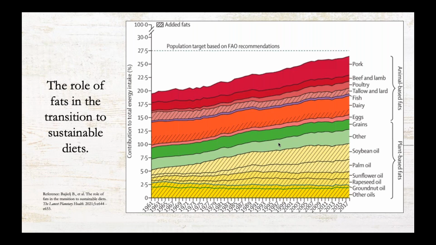Pork has increased significantly as well. And you could point to those two as examples of where we are getting larger and larger amounts of either arachidonic acid in the case of pork, or more omega-6 fatty acids in the case of something like soybean oil.